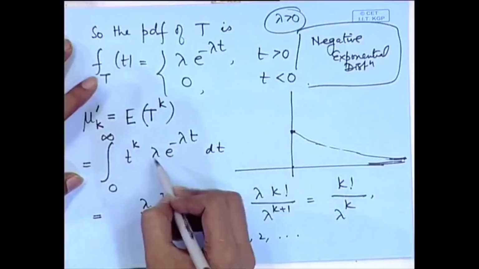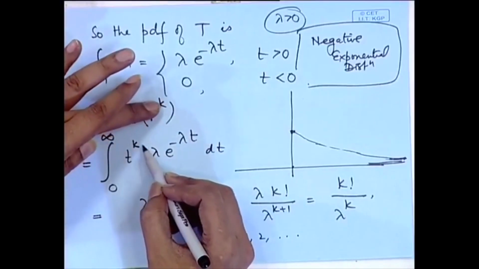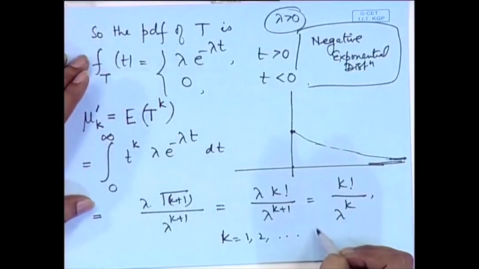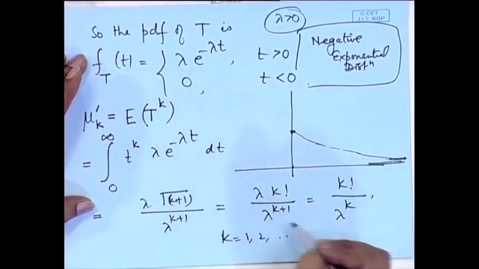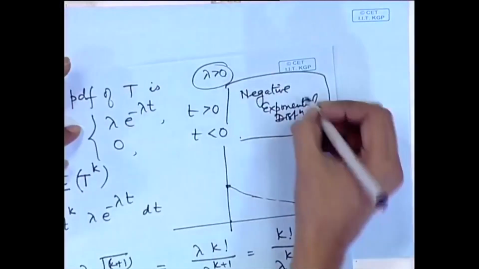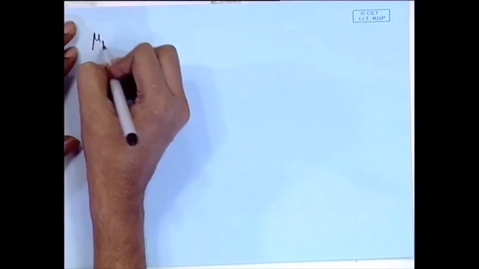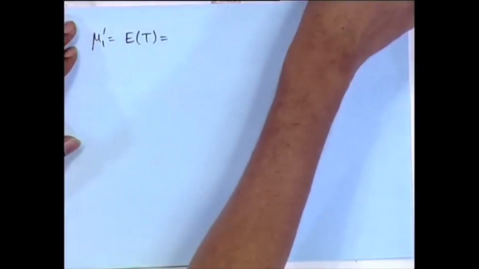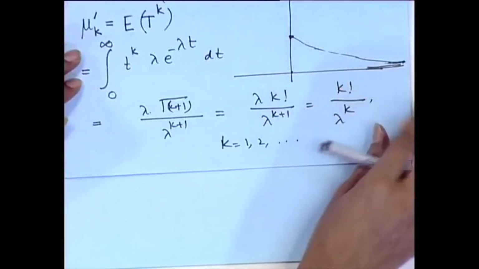Of course, here you can see that if k was 0, then actually it was nothing but the integral of the density, which would have been 1. So, the moments of all positive order exist here. In particular, we can calculate mean, variance, etcetera. So, for example, mu 1 prime, that is the mean of this distribution, if I put k equal to 1 here, I will get 1 by lambda.